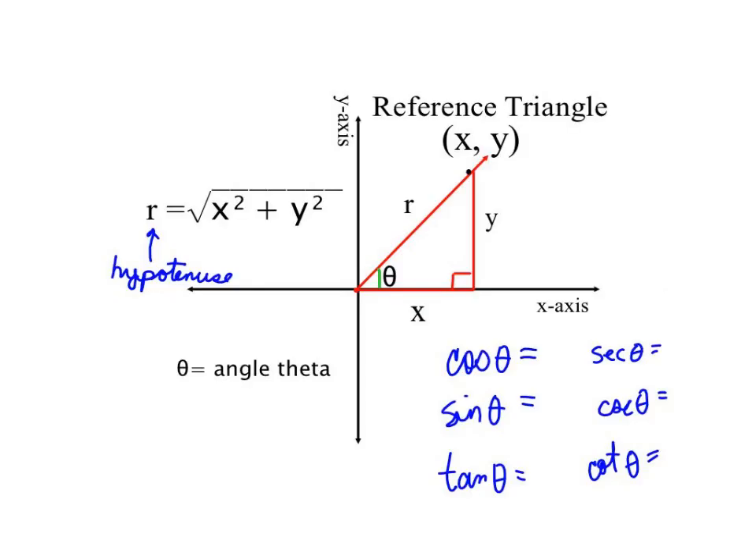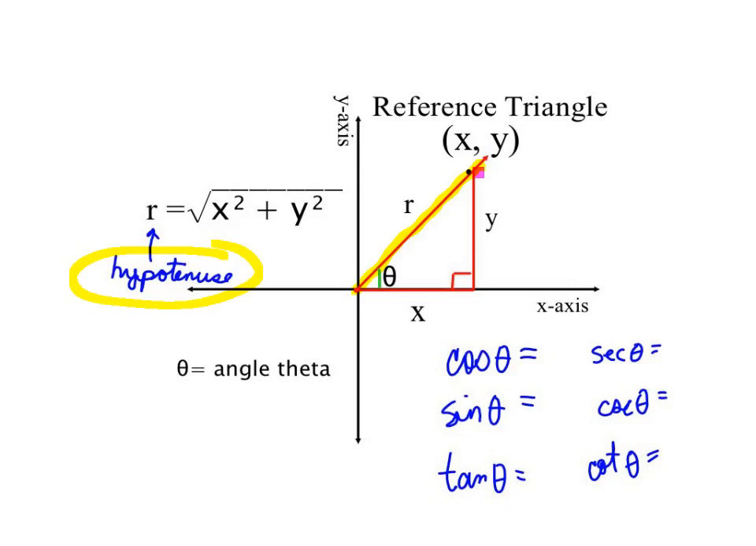So first, let's look at what we call a reference triangle. A reference triangle begins with a point in space. So we've got this point in space, this xy value that we are at. The first thing you want to do when they give you a point in space is connect that with the origin, and you want to create our hypotenuse. So the hypotenuse is created by connecting our point and our origin.